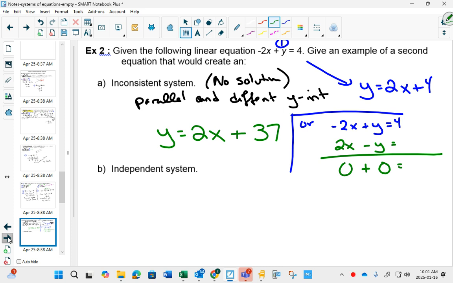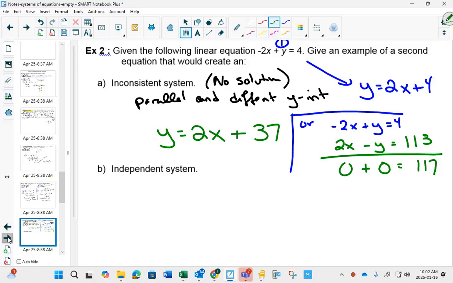If it's inconsistent, on this side we want not 0. What's the only number I can't put here? I can't put a negative 4. Anything else? 113. Perfectly fine. Because if I add it, 0 equals 117. That doesn't seem quite true. And that would make it an inconsistent system. Why can't you put a negative 4? Negative 4 would make it 0 equals 0. And that would be that they're parallel and exactly the same line, which would make a dependent system and not inconsistent.